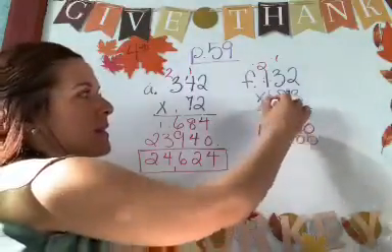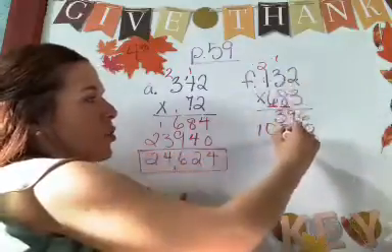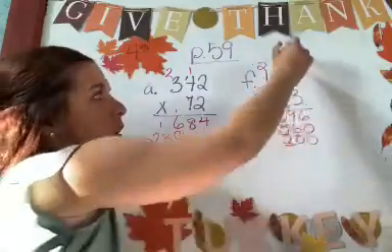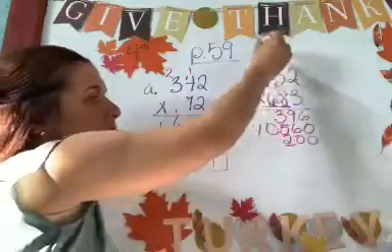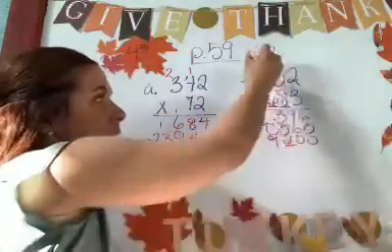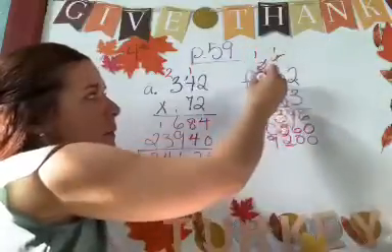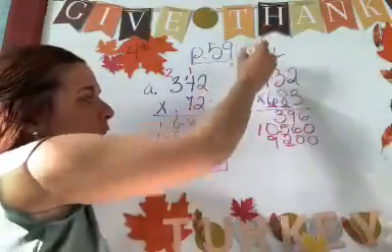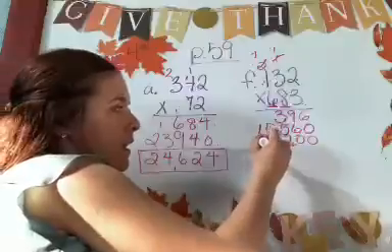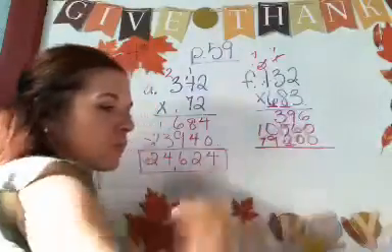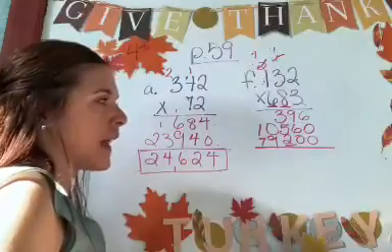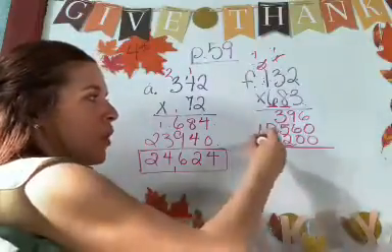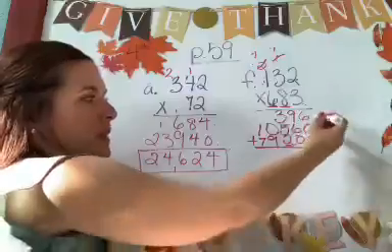6. 6 times 2, I'm going to do this one, is 12. Cross this out and put your 1. 6 times 3 is 18 plus 1 is 19. Cross this out and put a 1. 6 times 1 is 6 plus 1 is 7. And there is your numbers to add right there, okay? So the only new thing is these two zeros.